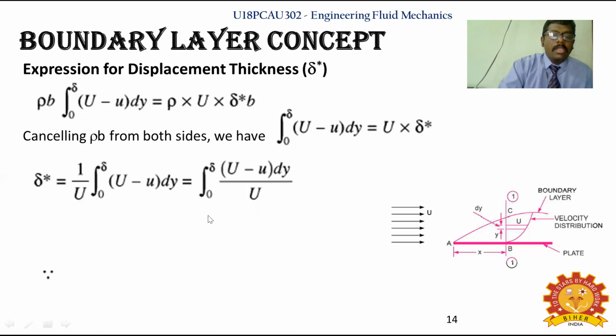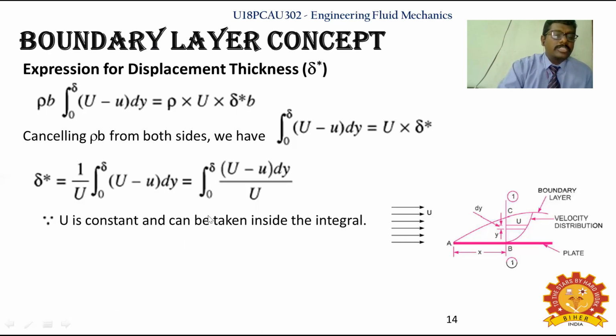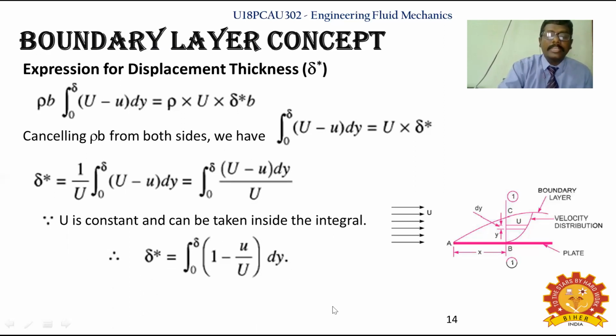So you are making the simplification, and by integration, U is a constant value, because the free stream velocity is constant, so it can be taken inside the integral. The only variation is in the small u value, which varies from 0 up to the capital U. So delta star will be the integral from 0 to delta of (1 minus small u by capital U) dy. This is the final equation for the displacement thickness, and it will be helpful while solving problems. You have to remember it.